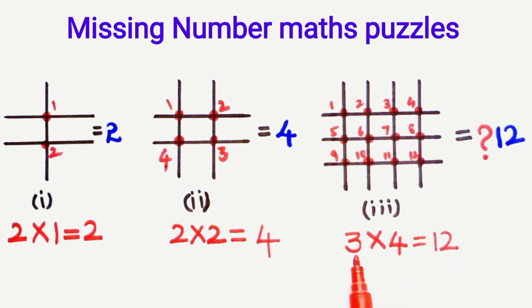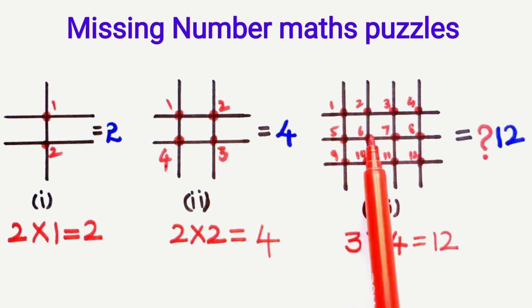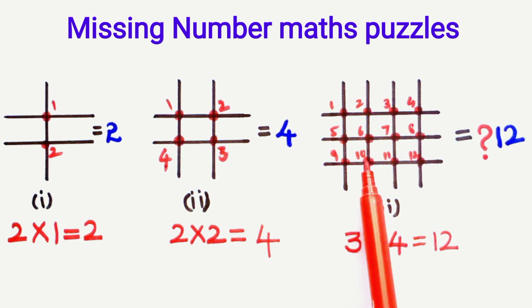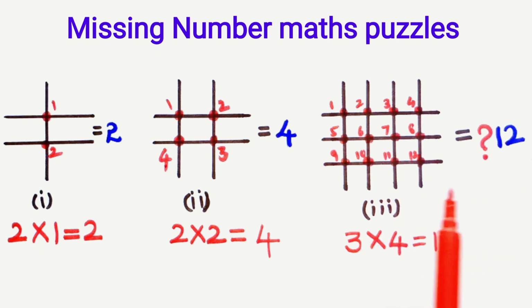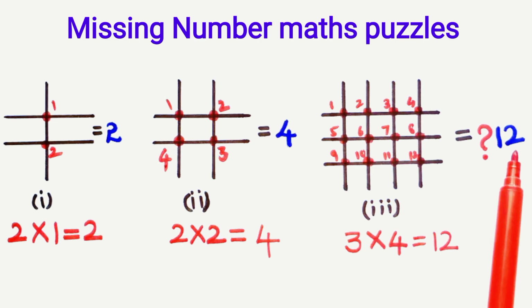So the 3 horizontal lines intersected by the 4 vertical lines give 12 intersecting points, 1, 2, 3, 4, 5, 6, 7, 8, 9, 10, 11 and 12. So the missing number in this math puzzle is 12.